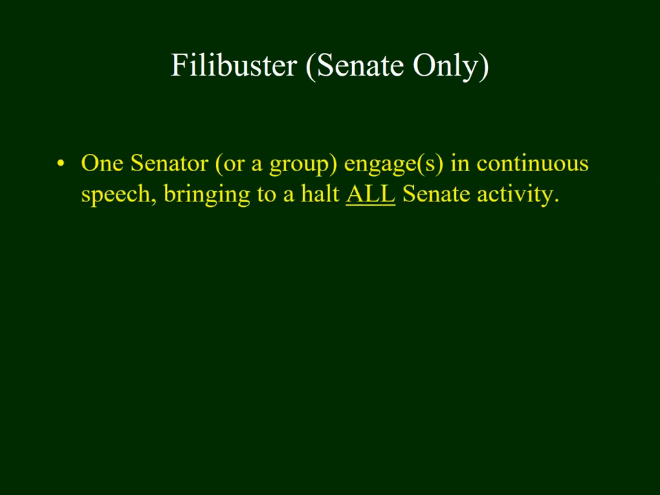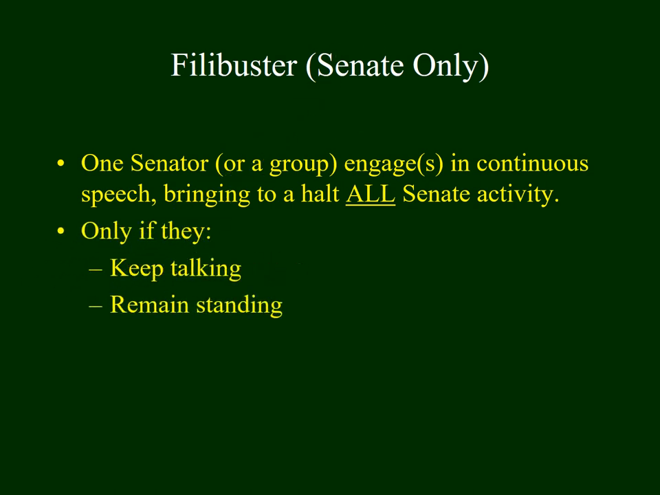If a senator is strongly opposed to a proposal, a senator can stage a filibuster. This is when one senator, or possibly a group of senators, engage in continuous speech. It can bring all Senate activity to a complete halt. This can happen only if a senator keeps talking and they remain standing.